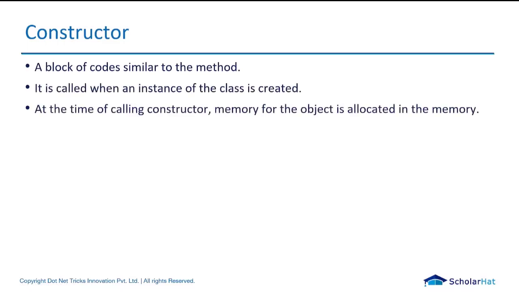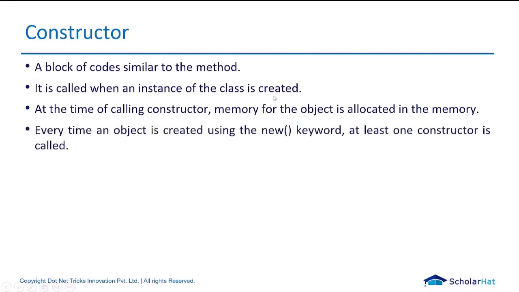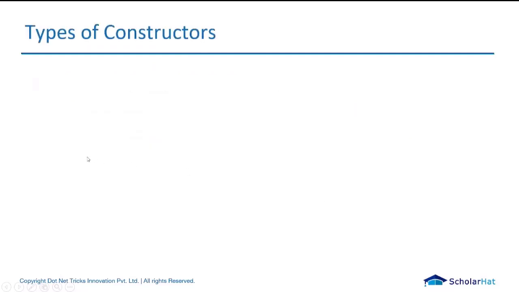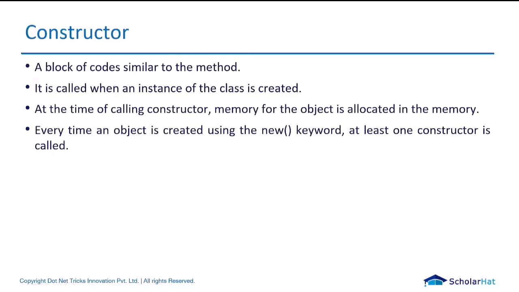So a constructor is a block of code similar to a method, and it's called when an instance of the class is created. What is an instance? That is, an object of that class is created. So whenever an object is created, that time the constructor is called. No need to call the constructor separately. At the time of calling the constructor, memory for the object is allocated. Every time an object is created using the new keyword, at least the constructor is called.